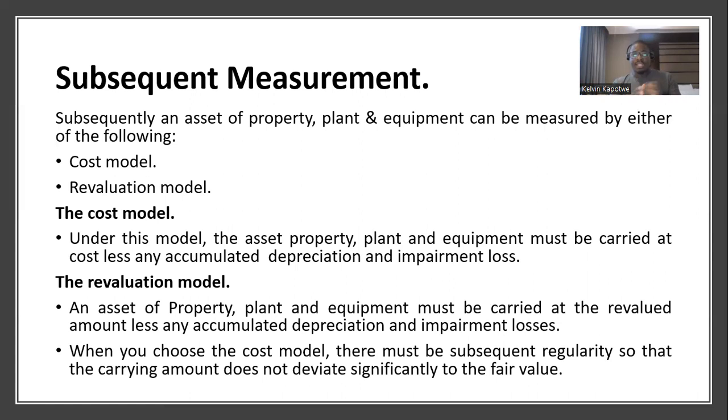Then the second condition, which I didn't include there, is that when you choose the revaluation model, you must revalue all the assets that fall in that particular class. The reason is this. If you've got, for example, a building in Lusaka, a building on the Copper Belt, a building in Mansa, a building in Isesheke, and a building in Chipata, these buildings fall in one class of PPE.